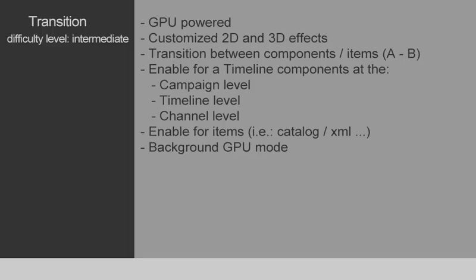Now in this tutorial, I'll show you how to build transitions that move between A and B points, meaning that if you have component A on your timeline and you're moving to component B, you can enable a transition, what we call an out and an in, and I'll cover that in this tutorial.